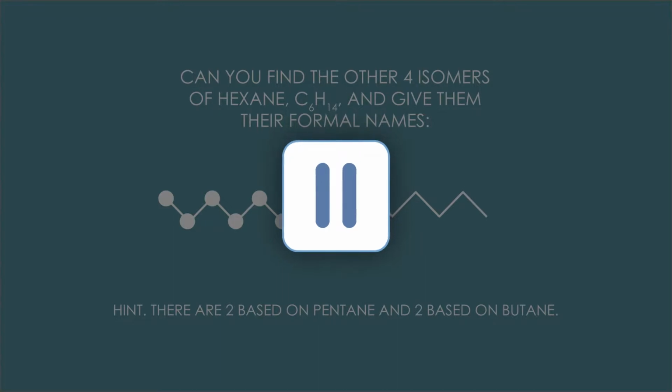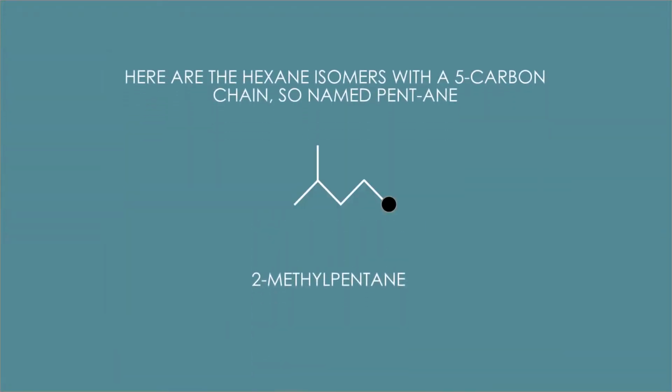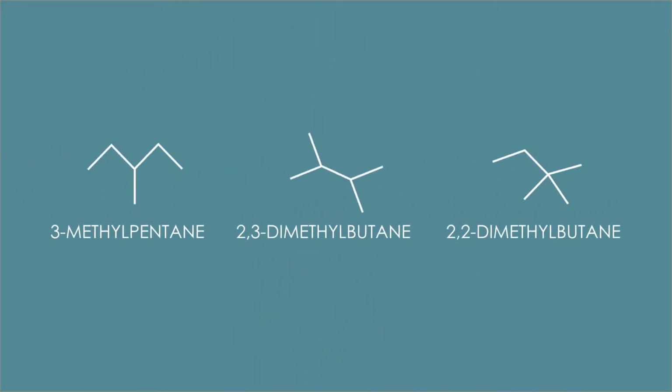Here are the hexane isomers with 5 carbon chain, so they are named pentane, 2-methyl pentane, 2 because the methyl group is on the second carbon atom in the pentane chain. Count the atoms, 6 carbons, 14 hydrogens, it's still hexane. And here's the other isomer based on pentane, 3-methyl pentane.